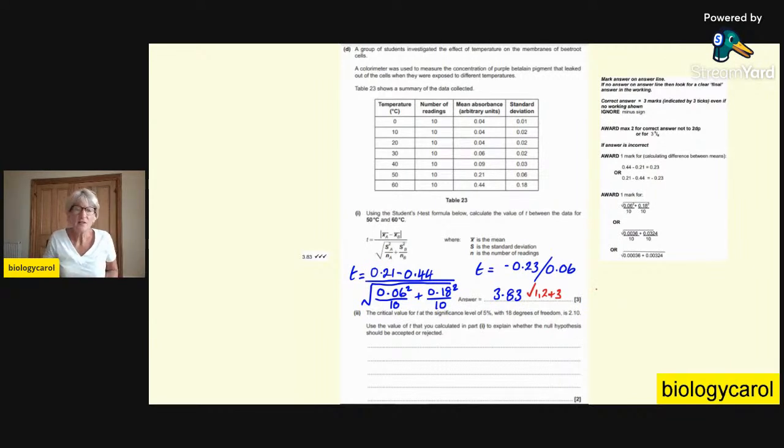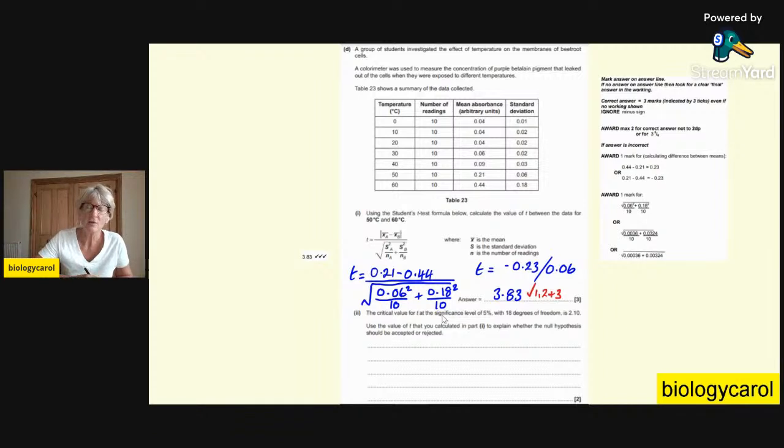The critical value for T at the significance level of 5% with 18 degrees of freedom is 2.0. Crucial thing here, don't need to worry about the 18 degrees of freedom thing particularly, you just need to know that the critical value is 2.1.